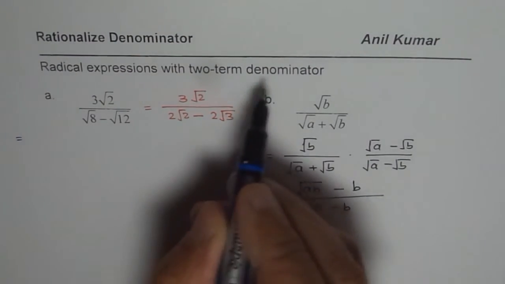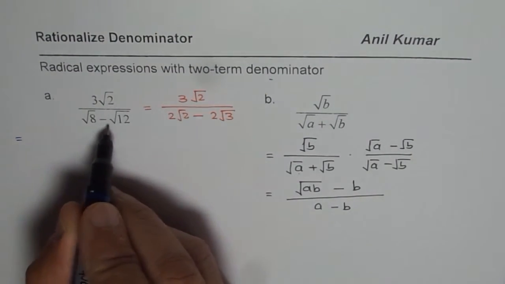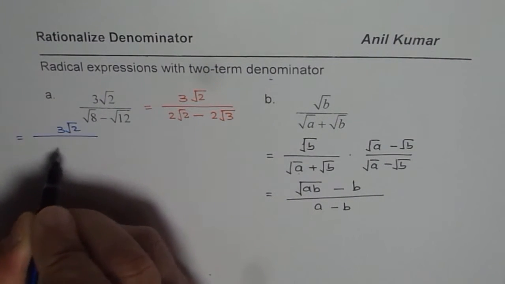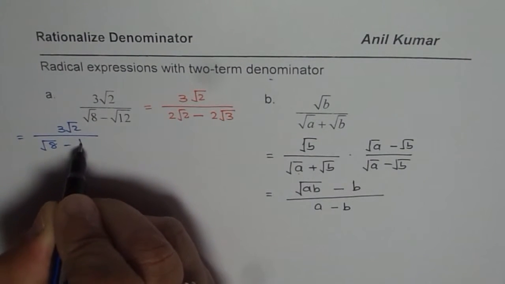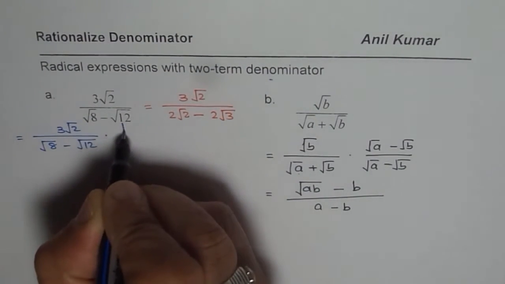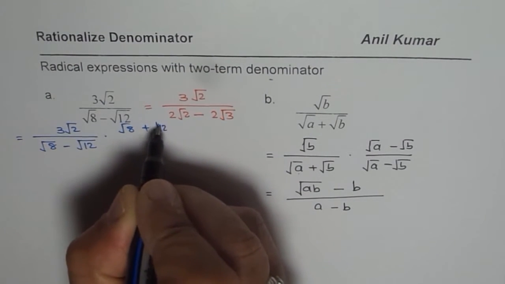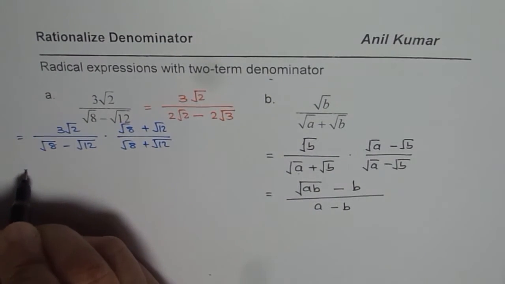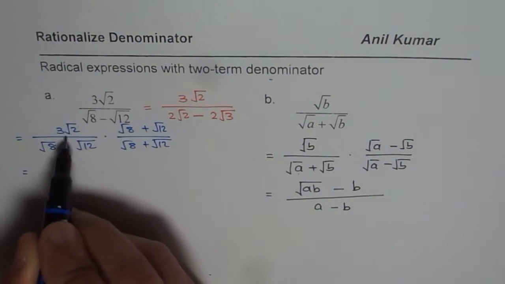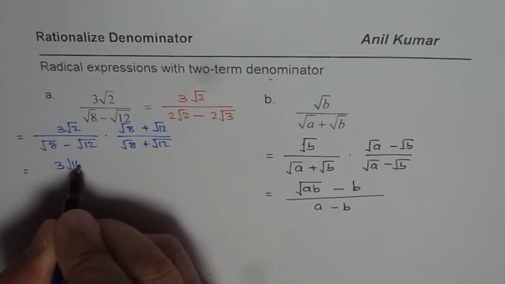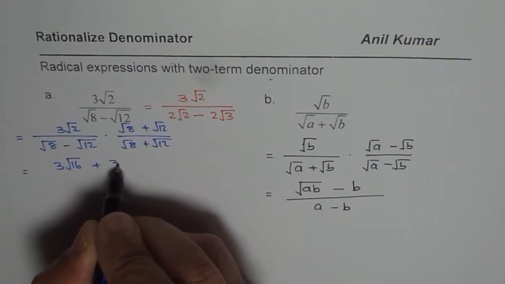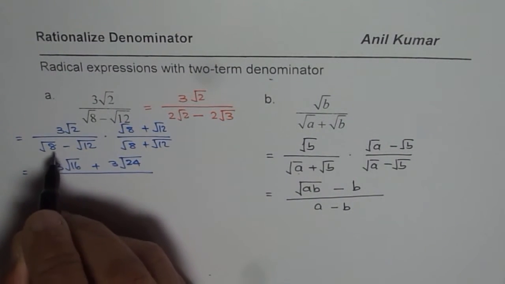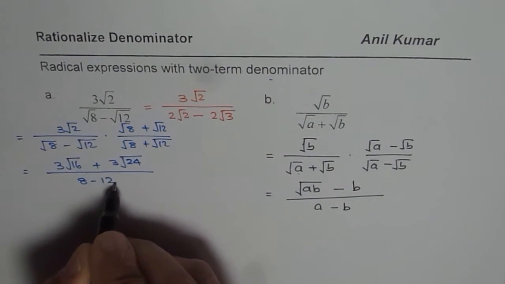Okay, let's begin by rationalizing our equation. We are going to rationalize the denominator, right? So we'll multiply and divide by the conjugate of the denominator. So we have 3 square root 2 in the numerator divided by square root 8 minus square root 12, times square root 8 plus square root 12, correct? Divided by square root 8 plus square root 12. Now we have to multiply using the distributive property, so we get 3 square root of 16 plus 3 square root of 24, divided by a square minus b square, or 8 minus 12.